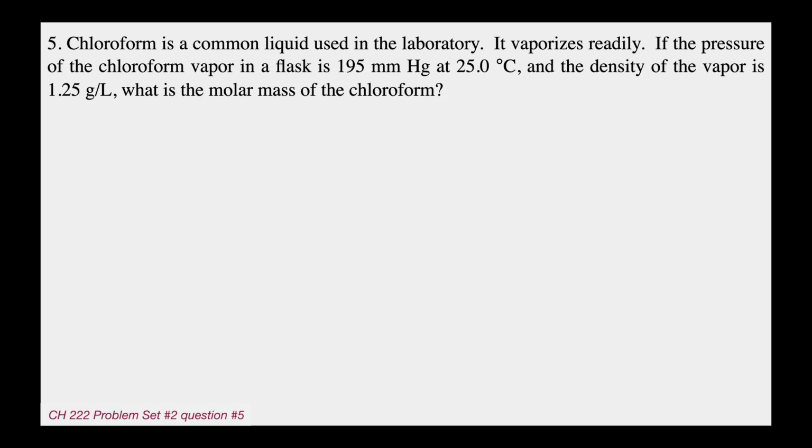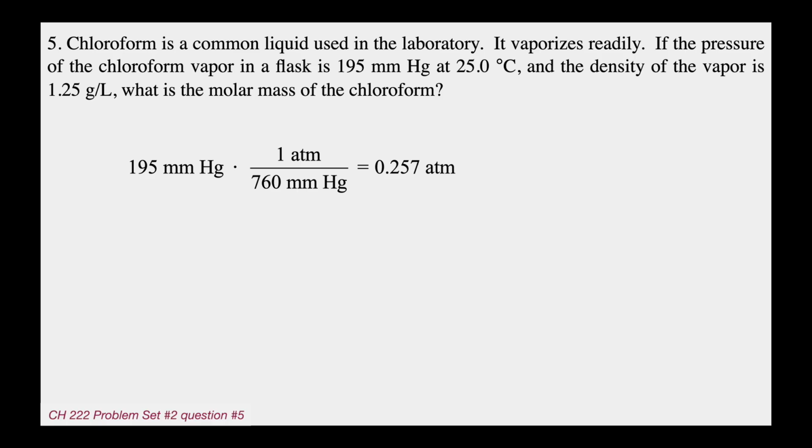Chloroform is a common liquid used in the laboratory. Vaporizes readily, i.e. we're going to think about it as gas. Anyway, if the pressure of the chloroform vapor in a flask is 195 millimeters of mercury at 25 degrees Celsius and the density of the vapor is 1.25 grams per liter, what's the molar mass of the chloroform? So we can actually use the gas laws to solve for the molar mass. If your gas problem has a density in it, which this one does, I do recommend once again using PM equals DRT. Now we've got to get all the units in the right place.